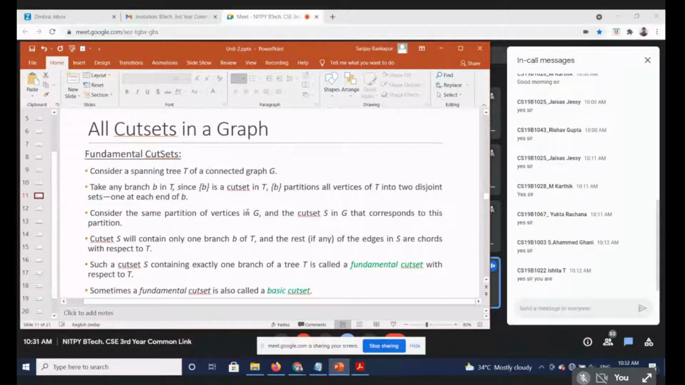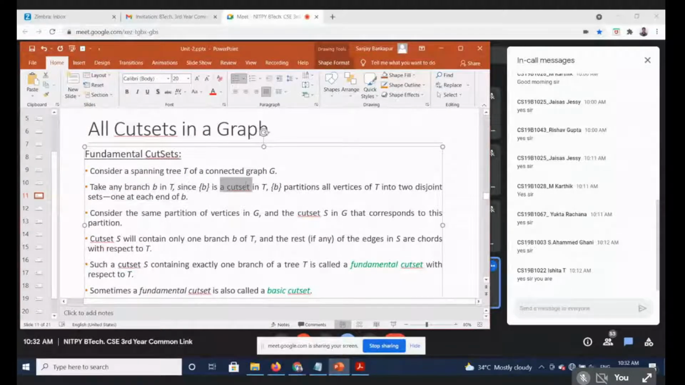Now let's see what a fundamental cut set is. So we have a graph G. First, the main point is we need to identify that spanning tree T. Consider a spanning tree T of a connected graph G. Okay, I have a spanning tree T. Whenever we need to define or understand a fundamental cut set, there should be a spanning tree. Take any branch B in T.